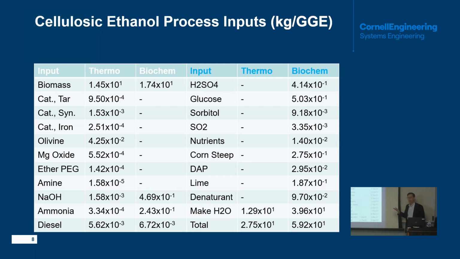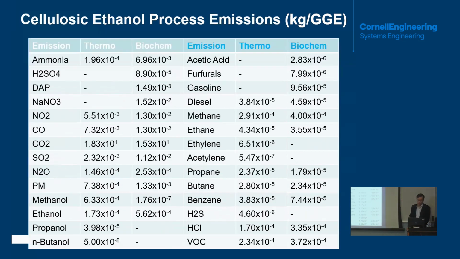So why do I bring this up? Each of these inputs should have a stream coming in, right? And describing what those processes are upstream if you want to look at the whole system, right? But then we looked at, okay, so what are the emissions coming off of both of these processes? And here it's really a mixed story between the two. In some places the thermo is producing greater amounts, and in some places the biochemical one.